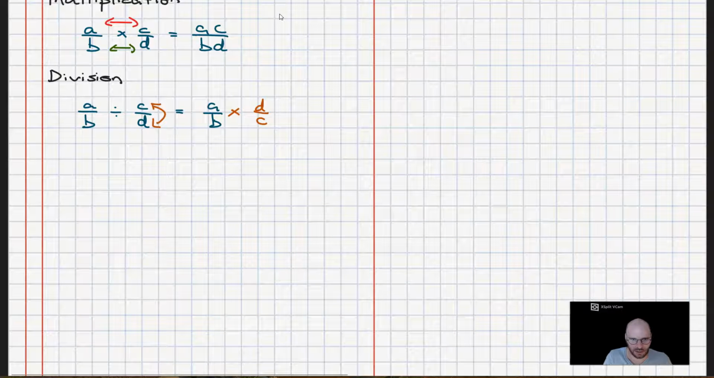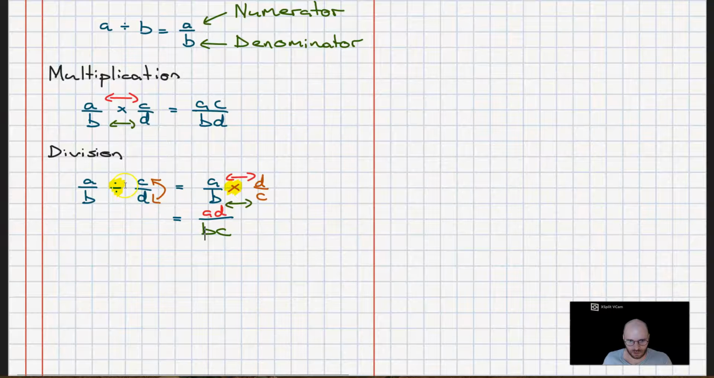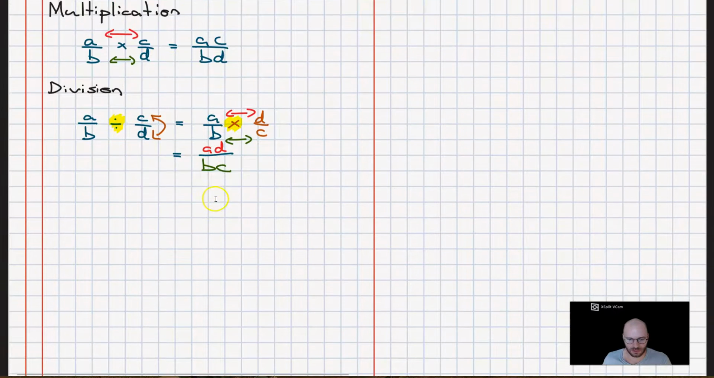And we're now working in times because we've flipped it. So our symbol becomes times. Alright, now that we're working in times, we know how to do that. We're simply going to multiply the denominators together and then multiply the numerators together. So it's going to become BC over AD. So notice how it's different from multiplication. All we've done is we flip this second fraction about and change the division symbol to a times symbol, and that gives us the result.